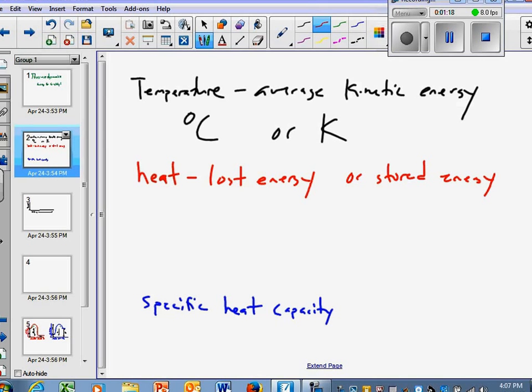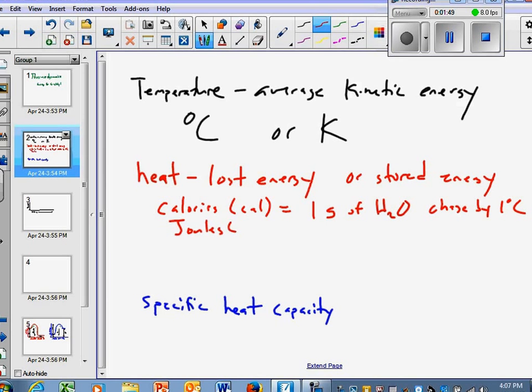This energy is measured in calories or joules. Calories, which uses the abbreviation cal, is the amount of energy it takes to make 1 gram of water change by 1 degree Celsius. The other unit that we use sometimes is joules, which has the abbreviation J.